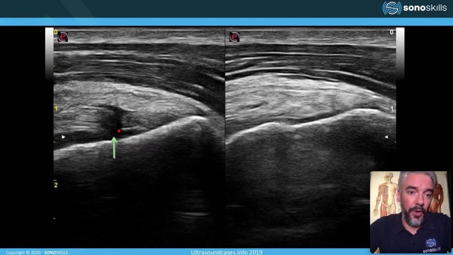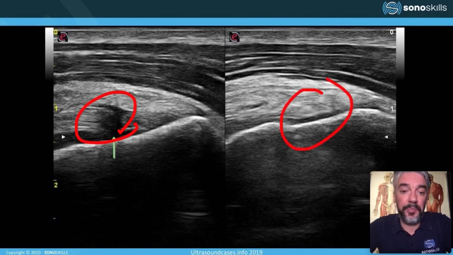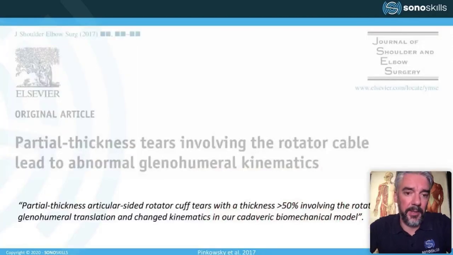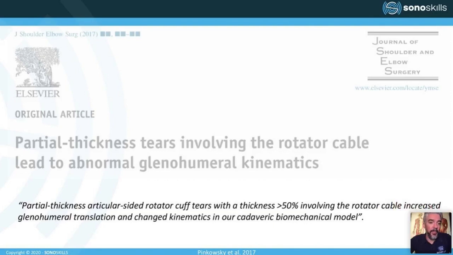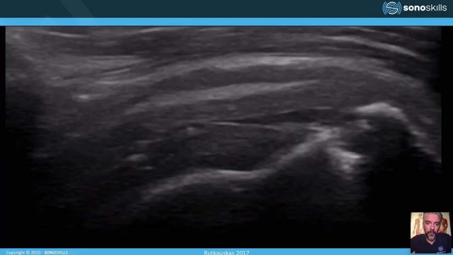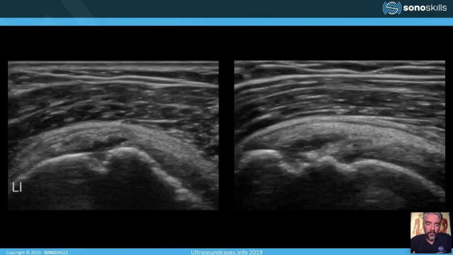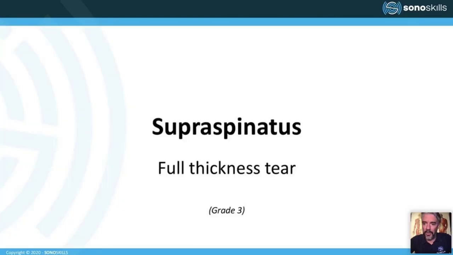Also a clear case of a partial articular sided tear near the anatomical neck. So we know that partial thickness articular sided cuff tears, if they are involving the rotator cable, this is a bad thing. So this is a poor prognostic outcome, and this you should really write in your report because this is important knowledge for the surgeon. Yes, so I think that's clear.